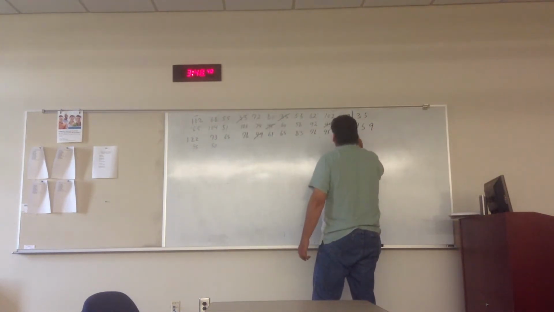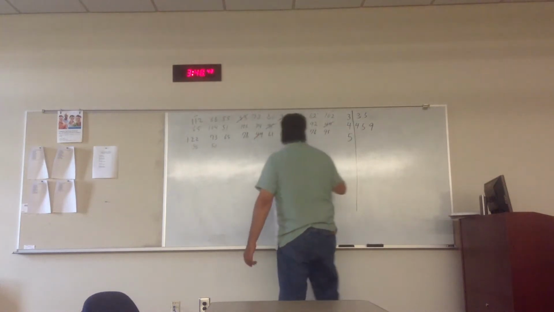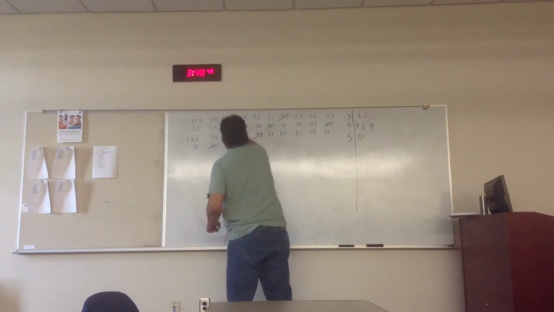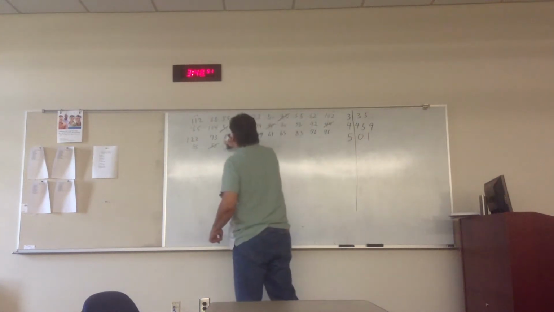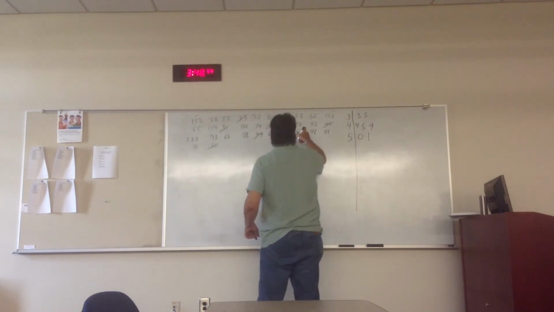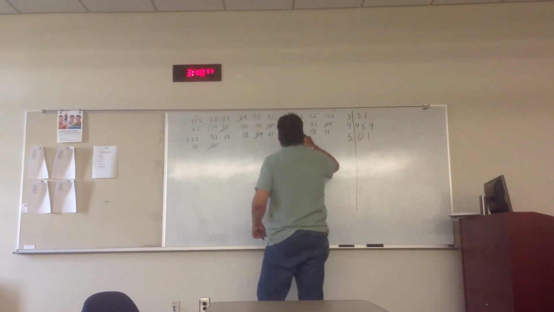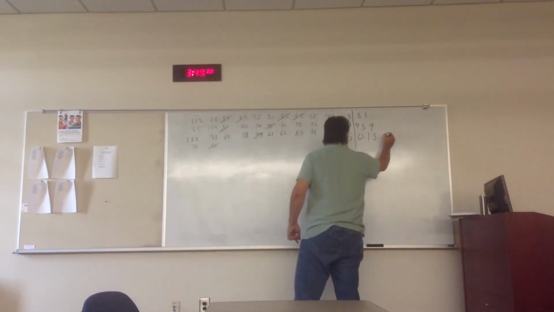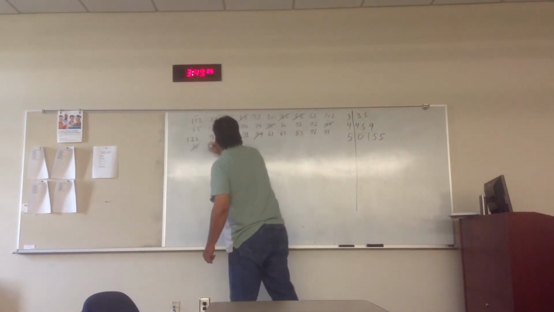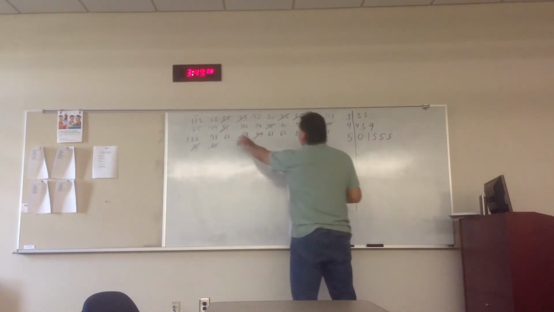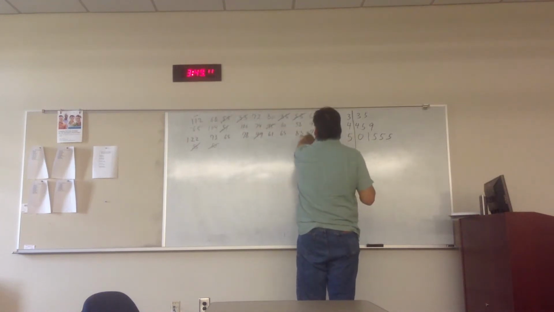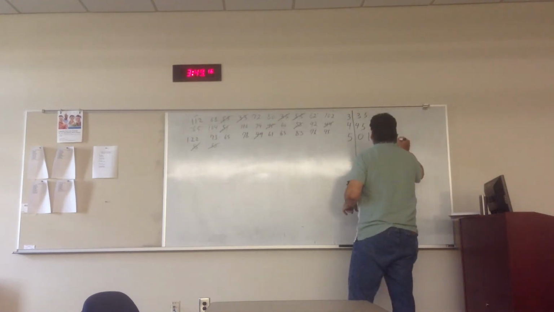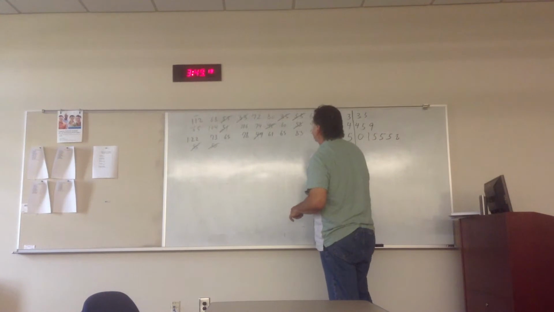Now I'll go to my 50s. So I've got a 50, I've got a 51, and I've got some 55s. Looks like I've got three 55s. I'll start with this one, 55, 55, and 55. I'll look for other values of 50, and it looks like I've got a 58. So I'll cross off my 58, and then I'll jump to my 60s.